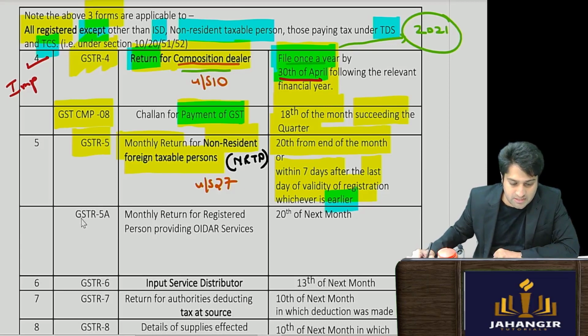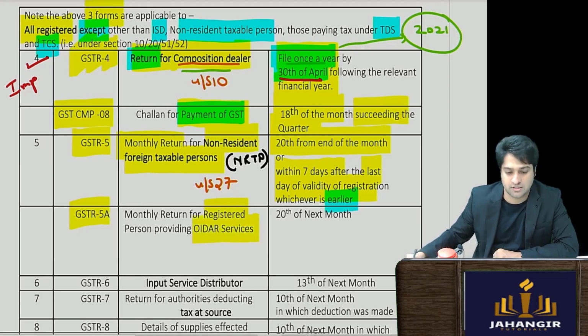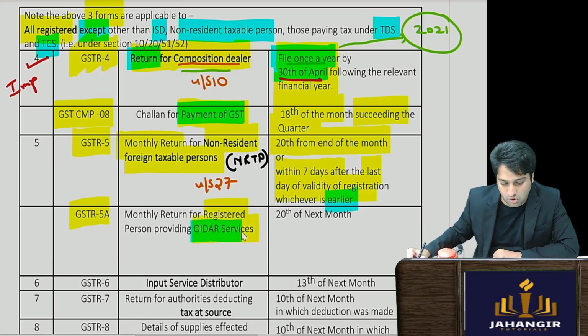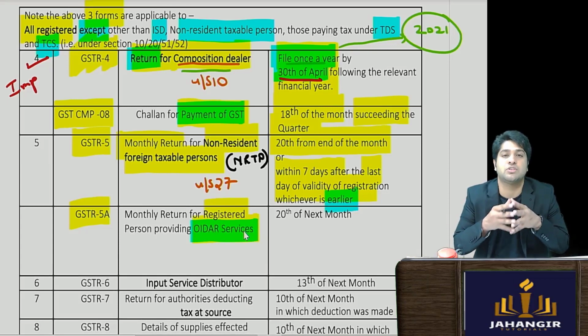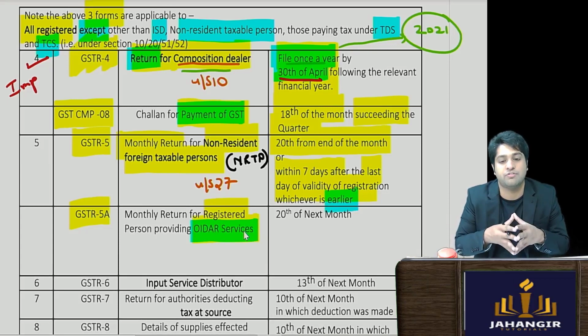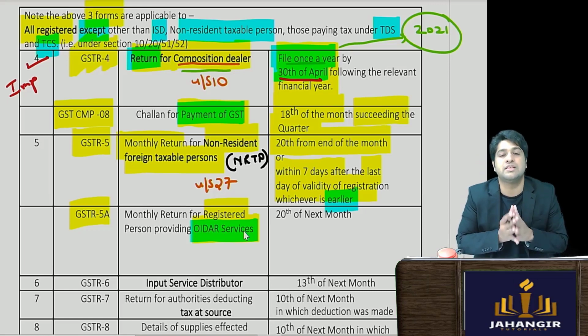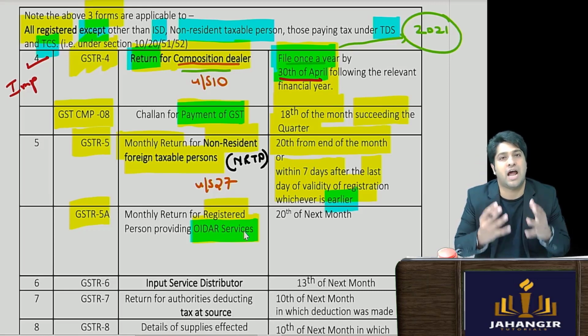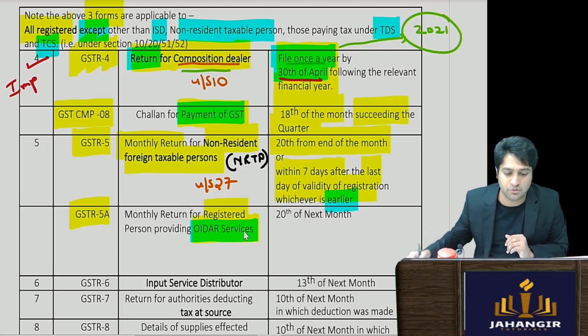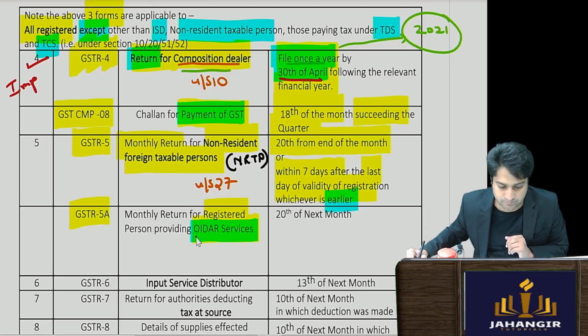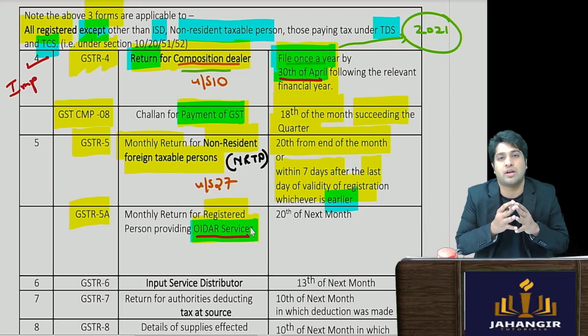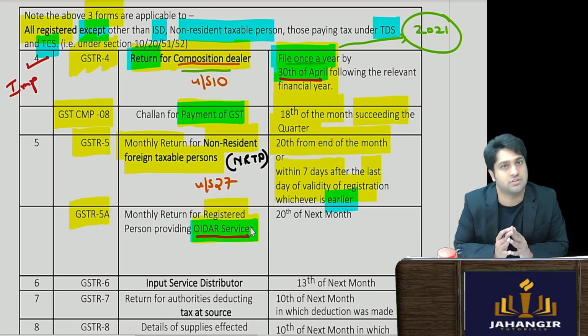Now GSTR 5A is a monthly return to be filed by the registered persons providing OIDAR services. Now what is OIDAR services? OIDAR is online information data access and retrieval services. This is covered and explained in your IGST Act, but let me tell you in short what OIDAR services are. It's online information data access and retrieval services.